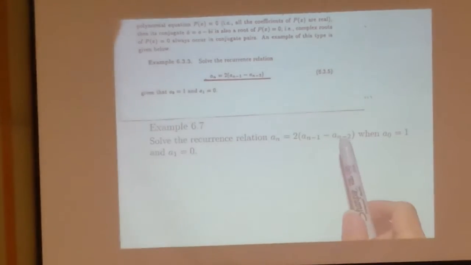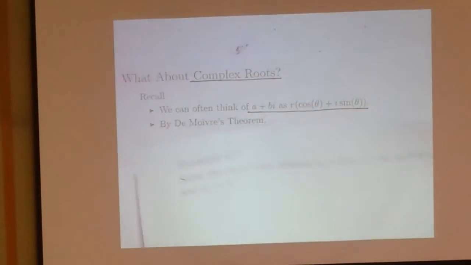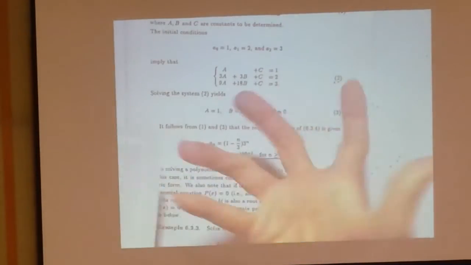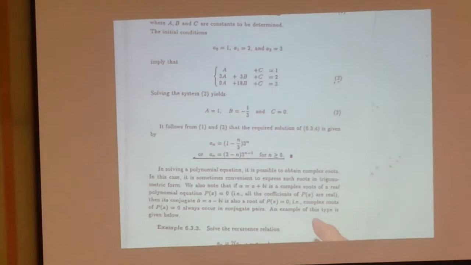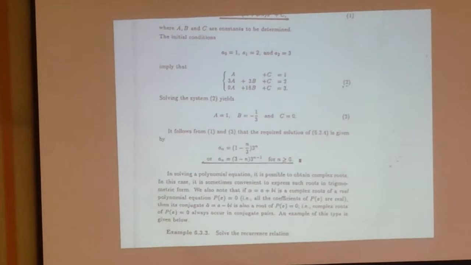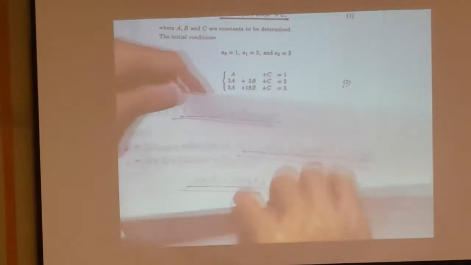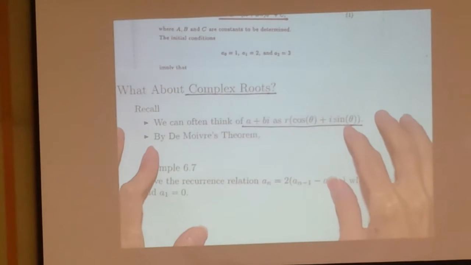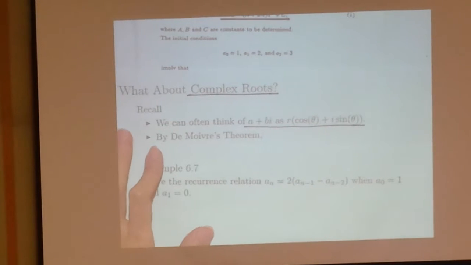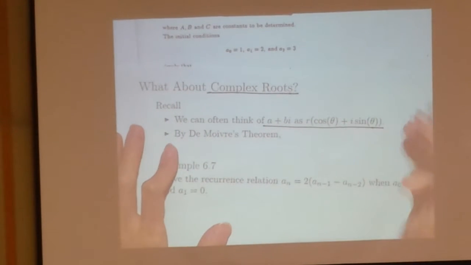So I will use the textbook. When it's a complex root, you take it as a distinct root. If you look at a polynomial with real coefficients, complex roots occur in conjugate pairs, and you can take each as a distinct root. It's just that we make use of the fact that a complex number can be changed to polar form.